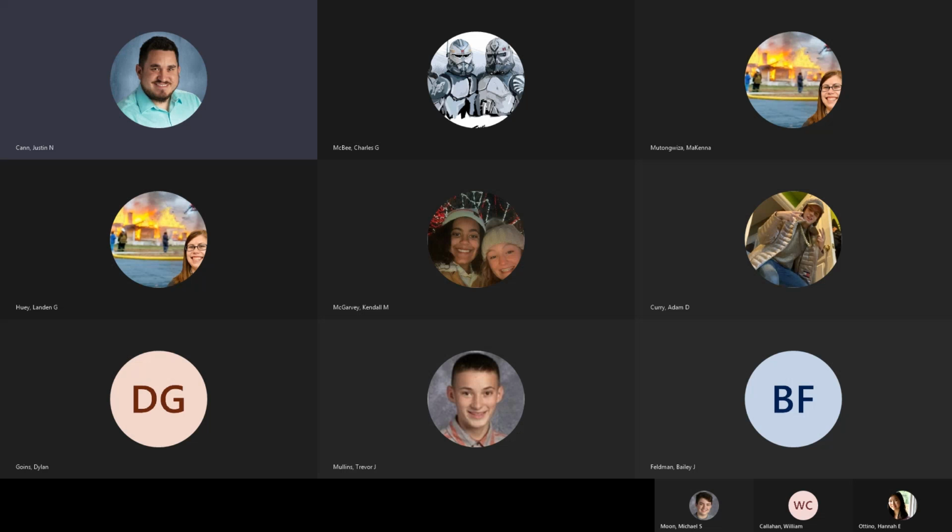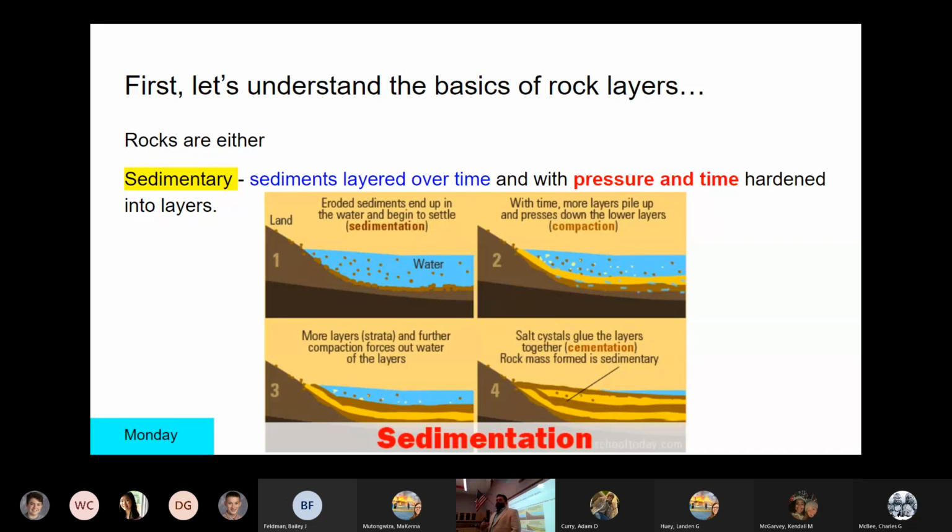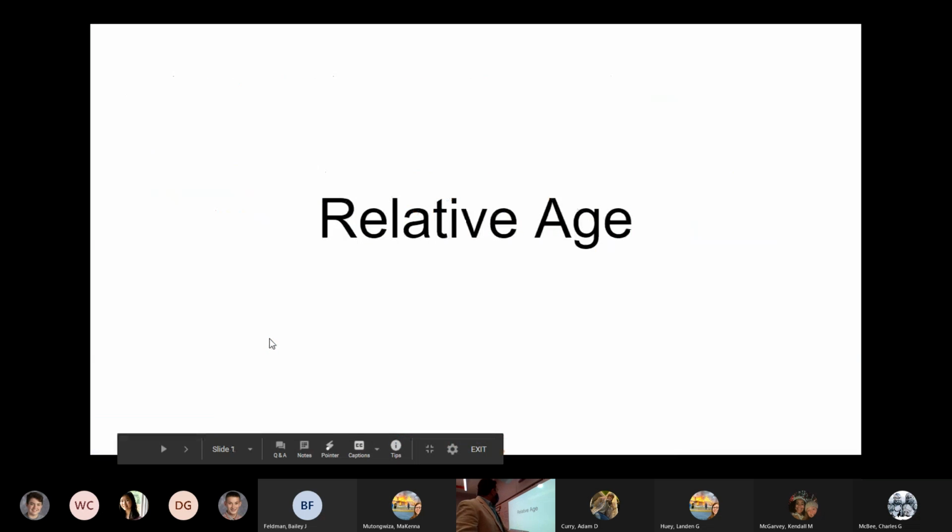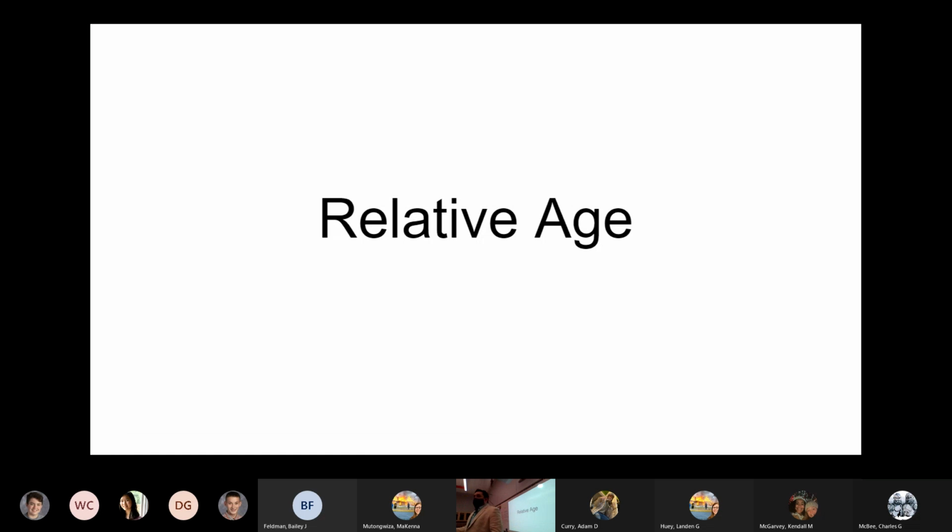It pretty much is exactly what it sounds like. It's relative. So that means that you are comparing one thing to another to determine the age of whatever it is. Okay. So for relative aging, you don't know exactly how old something is, but comparing it to something else, you can say that it is younger or older or the same age, possibly.